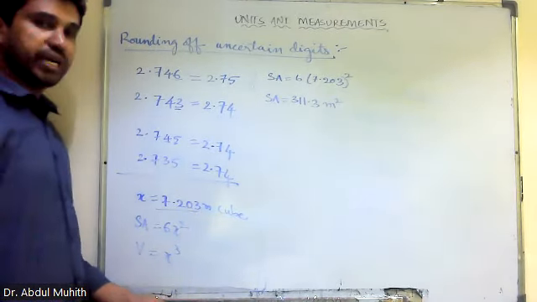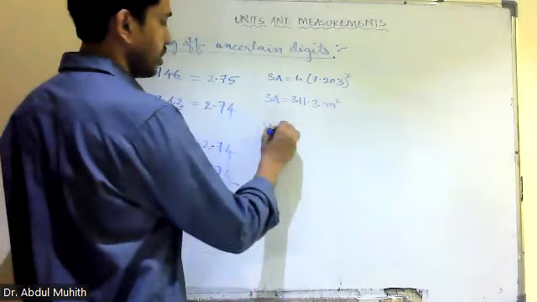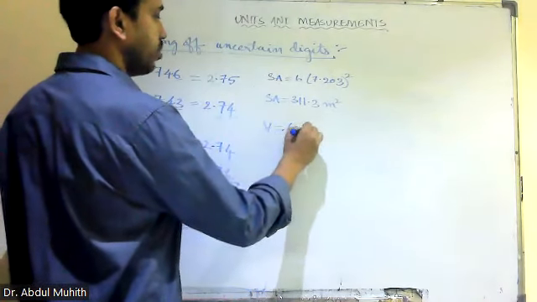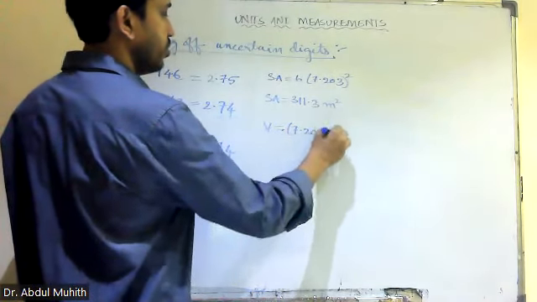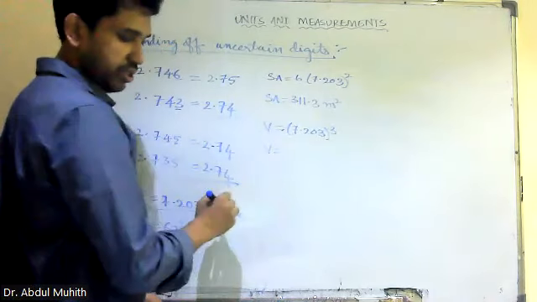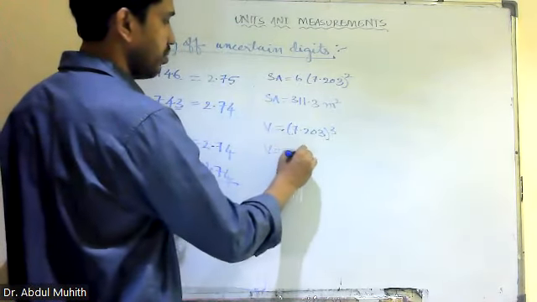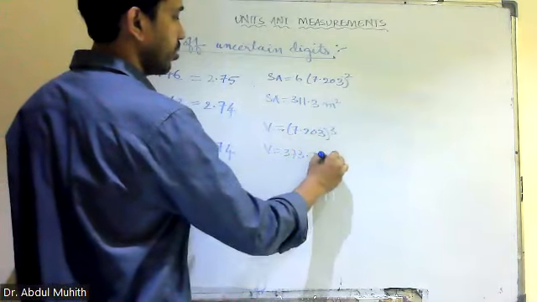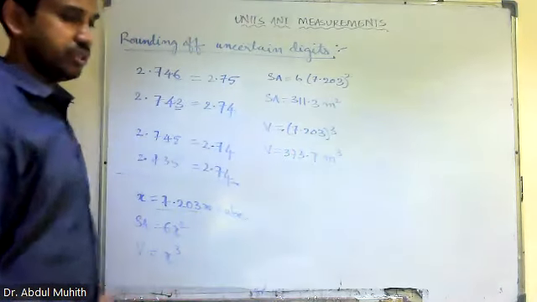Okay. Next one, we have volume. Volume is equal to x cube, right? So 7.203 whole cube. So the answer here may be 373.7 meter cube. Yeah. So this is the value.